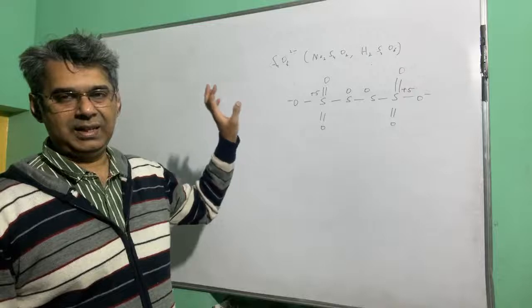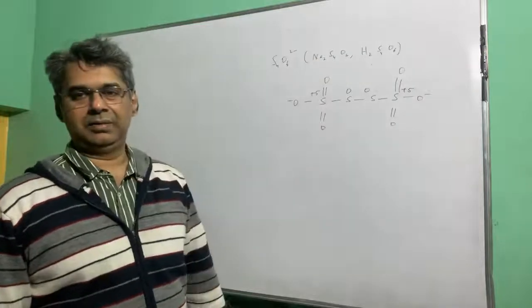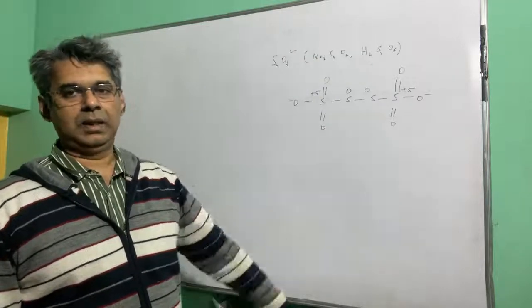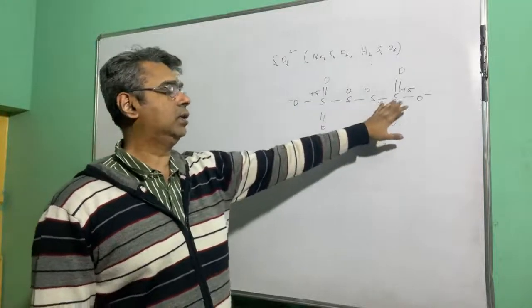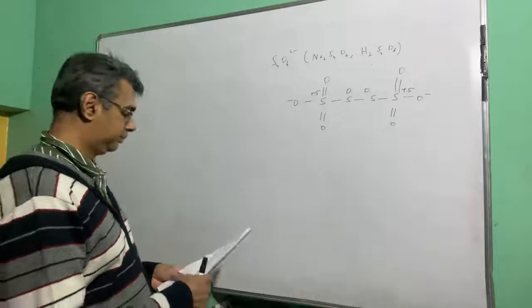I am not saying it in full like a vivid illustration. By now, since this is a revision class, I think you have understood. So +5, 0, 0 and +5.